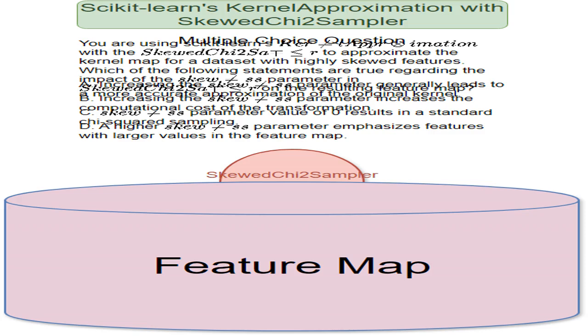The feature map is the output of the kernel approximation process after it has applied the SkewedChi2Sampler. Think of it like a transformation of the original data where each data point gets mapped to a new set of features. The purpose of this transformation is to improve the performance of algorithms that are sensitive to how input data is distributed, particularly when working with skewed data.